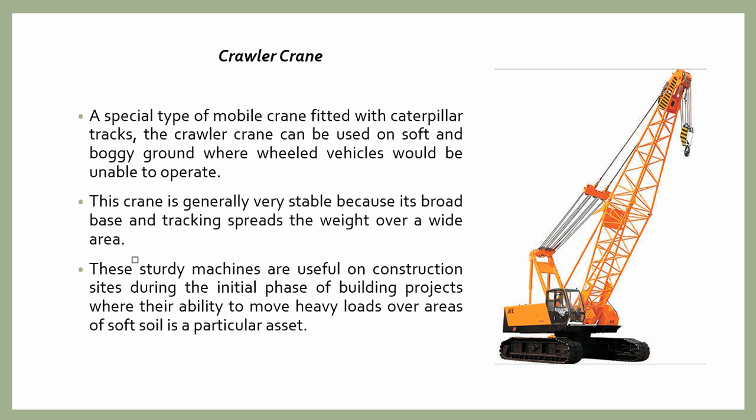So this one is the crawler crane. Here the track units are attached in the lower portion. Here is the cab room or operator's room. Here is the boom with the hook, and the ropes are fitted here. So this is the crawler crane.